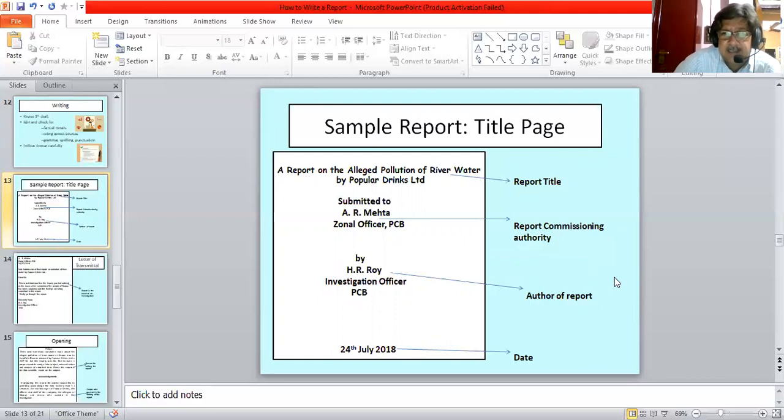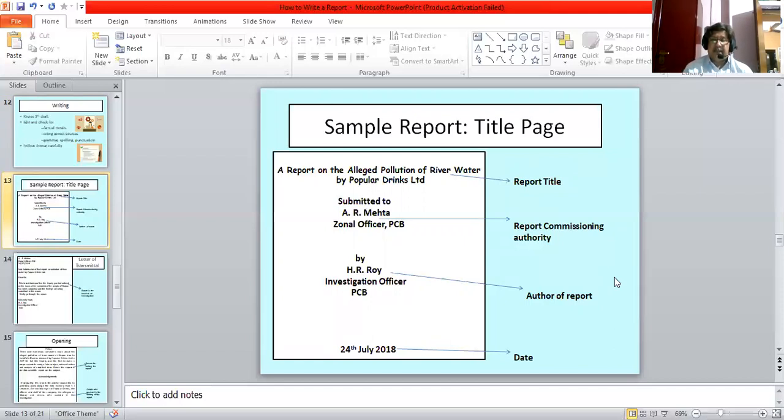and the other details, they follow an inverse pyramidal shape. Now, notice that immediately below the title comes the name of the commissioning authority of the report together with the designation. Now, the commissioning authority is the person who has ordered the inquiry or ordered the report. So this is the zonal officer of the Pollution Control Board, and his name is given over here, A.R. Mehta. So the name first and then the designation. So this is the commissioning authority.